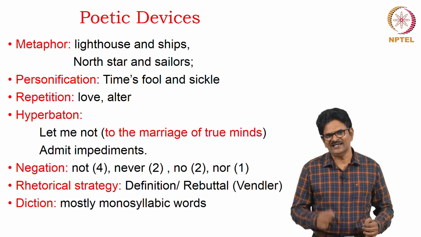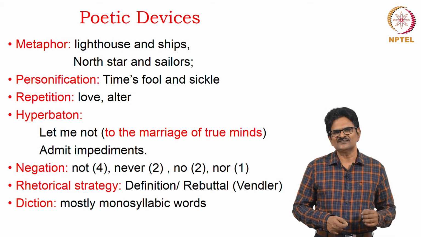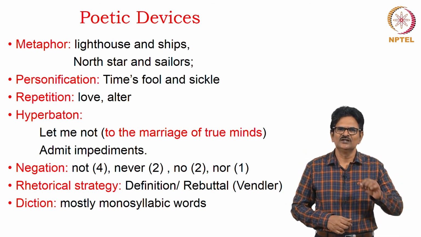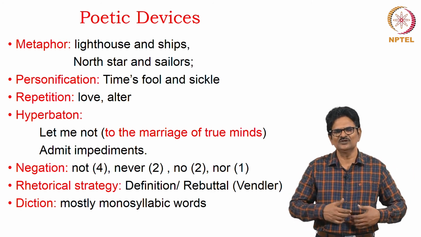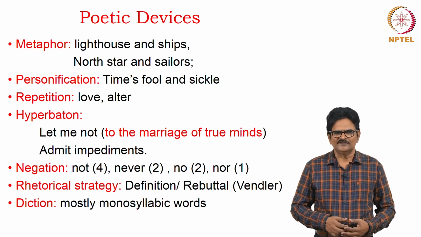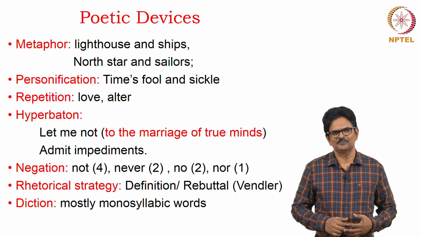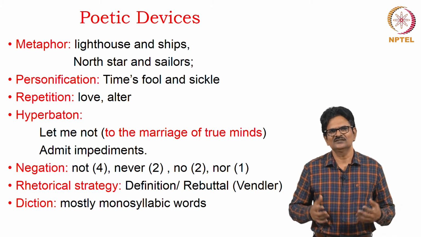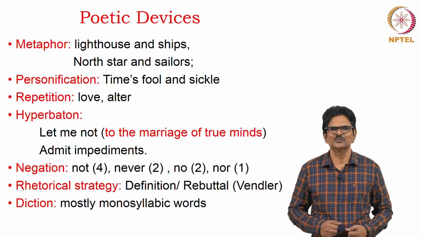That is where Helen Vendler says Shakespeare is actually using the rhetorical strategy of rebuttal. Probably he is refuting his own idea of the course of true love never runs smooth. He is refuting his own previous idea. The diction is very common, mostly monosyllabic words, nothing great about it, but there is a lot of greatness about the love that Shakespeare has defined and described in this poem.